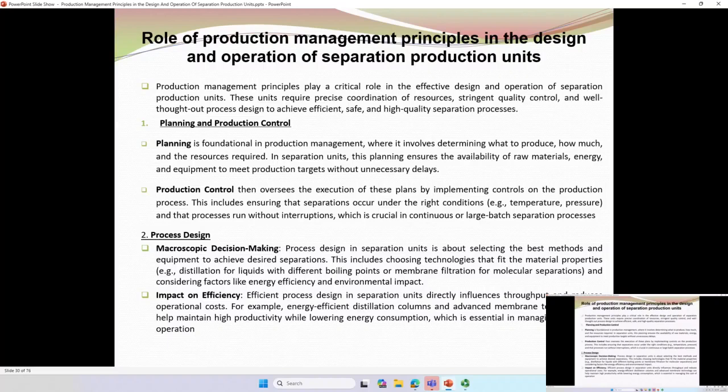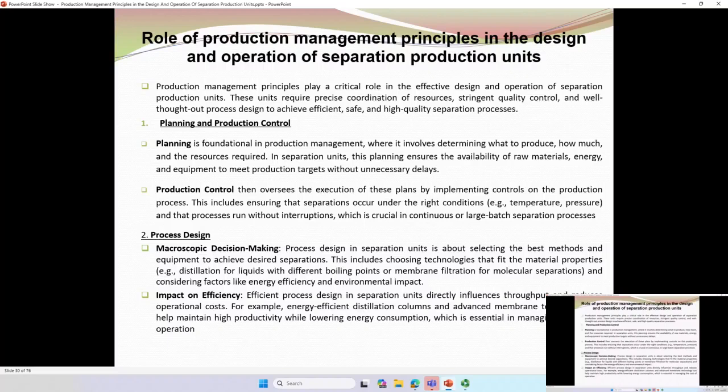Now, production management principle play a critical role in effective design and operation of production units. These units require precise coordination of resources, stringent quality control, and well thought out process design to achieve efficient, safe, and high quality separation process. Now, one of the principles of production management is what we call planning and production control. Production planning and control. Very, very important.